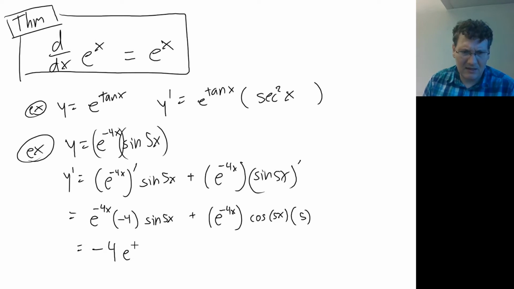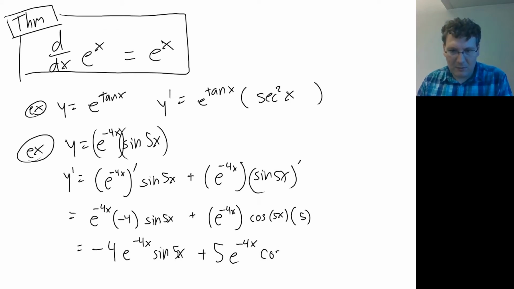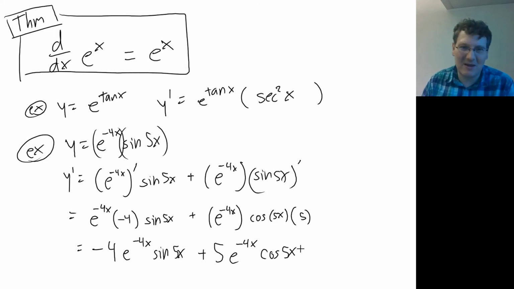If we needed to, negative 4 e to the negative 4x, the sine of 5x, plus 5 e to the negative 4x, cosine of 5x. You notice that e to the negative 4x ends up being a factor in both of these terms, right? So you could factor that out if need be. In fact, if you're going to be doing a second derivative, it may be prudent to factor out e to the negative 4x, and it might make your life a little bit easier, actually, for the second derivative.